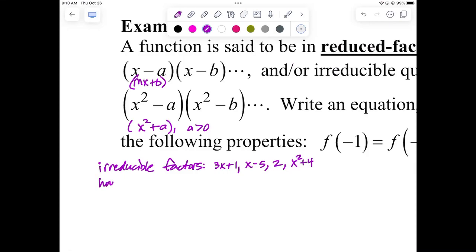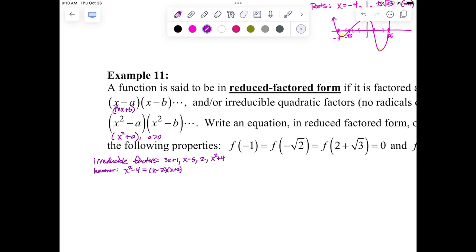However, x squared minus 4 factors into x minus 2, x plus 2. So you can't factor the sum of two squares. Sum of two squares is not factorable. So to get it into reduced factored form, or it's the same thing as its prime factorization, if you want to think of that, prime factorization of polynomials.